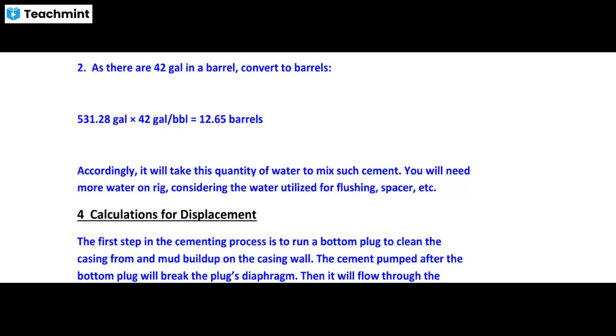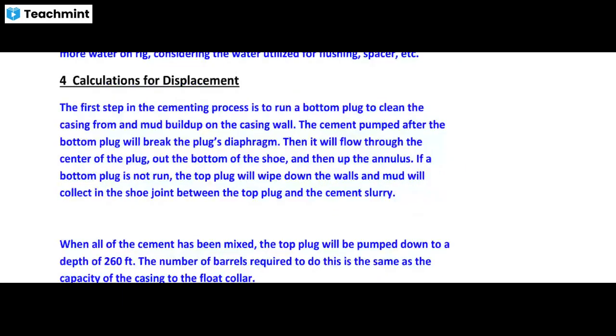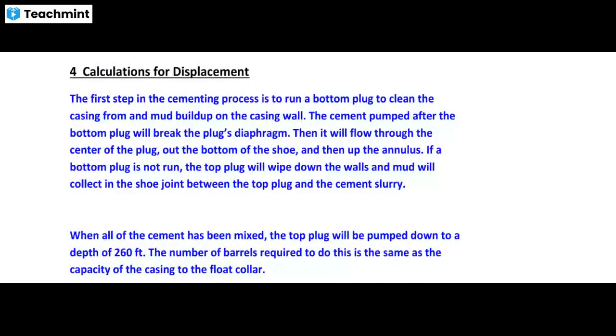Now number 4, calculation for displacement. The first step in the cementing process is to run the bottom plug. You have to clean the casing of the mud buildup on the casing wall. Therefore, the cement pumped after the bottom plug will break the plug's diaphragm. It will flow through the center of the plug out of the bottom of the shoe, and then go up into the annulus.